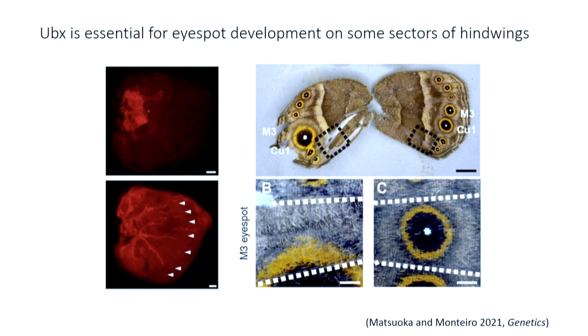In this other sector, something else is happening. So UBX, in this case, seems to be repressing the size of this eyespot, because the wild type size is about this big. But if you remove UBX, you get a much bigger eyespot that looks like the forewing eyespot. And so there are these different functions of UBX relative to eyespot development in different sectors of a butterfly wing.